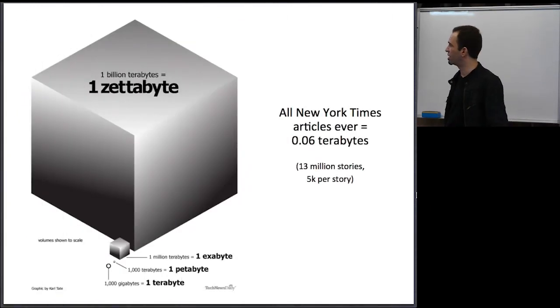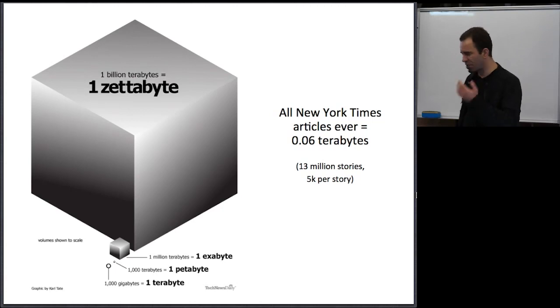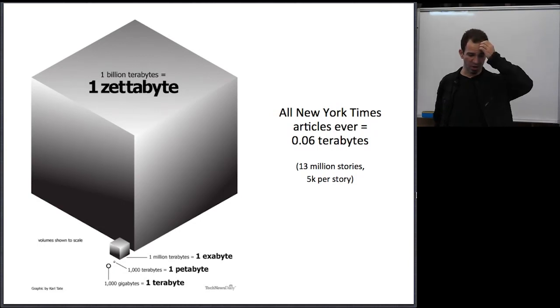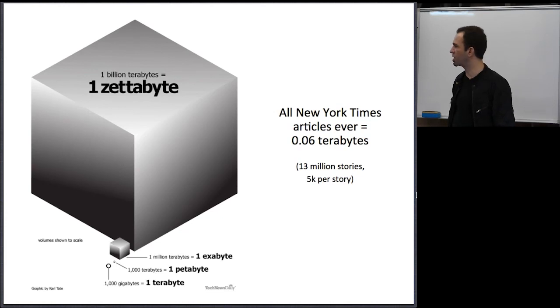So let's look at some pictures. I'm trying to give you a visceral feel for this, because it's really hard to wrap your head around how big these numbers really are. So it's estimated as of a couple of years ago that there were about 1 billion terabytes of stored information in the world. I'm sure it's a lot more now. So that's this big thing, this zettabyte, which is a funny word.